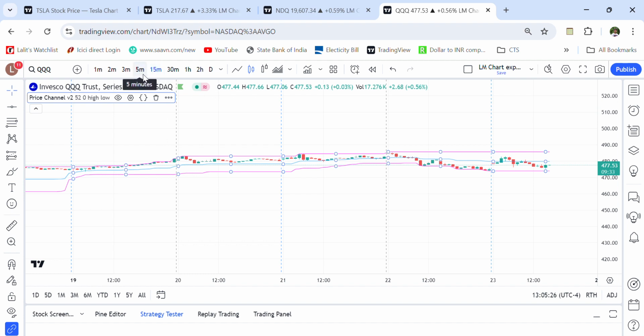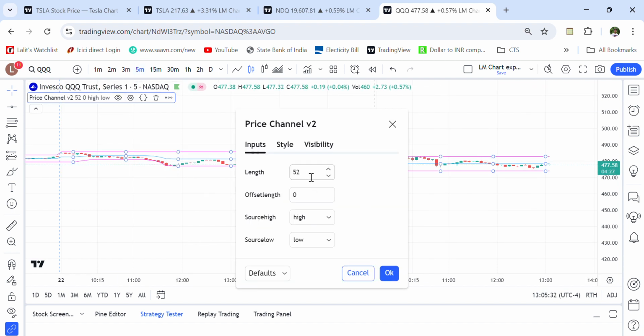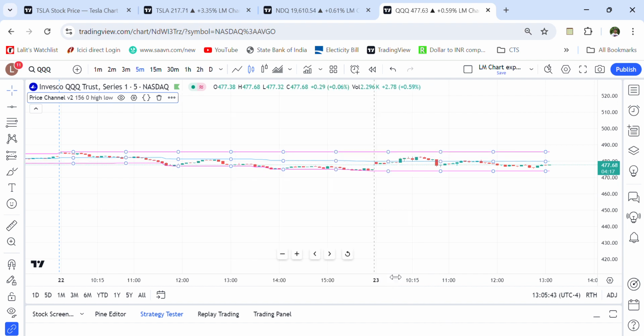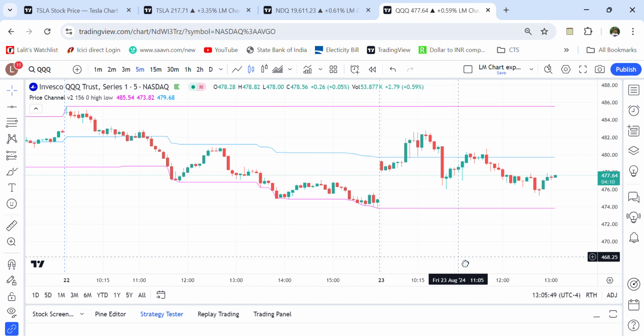Now this last move we are going to do is a little bit tricky. We are reducing it 3 times. If I make it 5 minutes, I will have to increase this by 3 times, so it will become 156. Okay, so now we are on a 5-minute chart and 156 is my look back period.